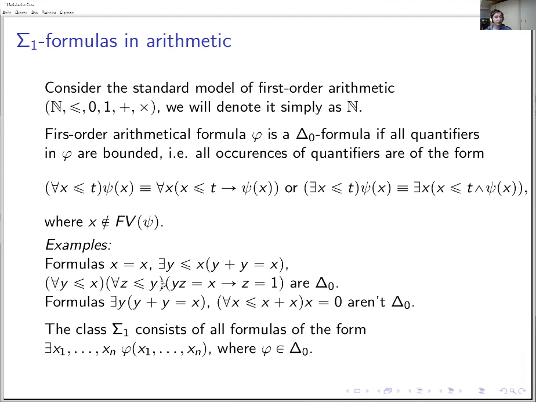Basically you could use bounded quantifiers, it's standard stuff, but if you have some unbounded quantifiers, this wouldn't be a delta 0 formula. And if you have a bounded quantifier where the bound depends on the variable that it bounds, it's also not a delta 0 formula, so this is not a valid form of bounded quantification. Okay, and of course, sigma 1 consists of all formulas of the form: exists something, and then delta 0.